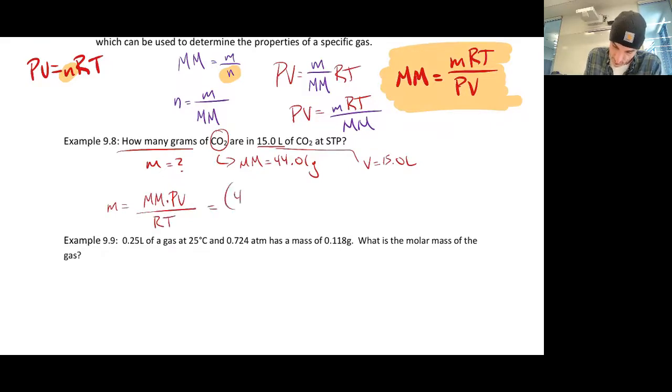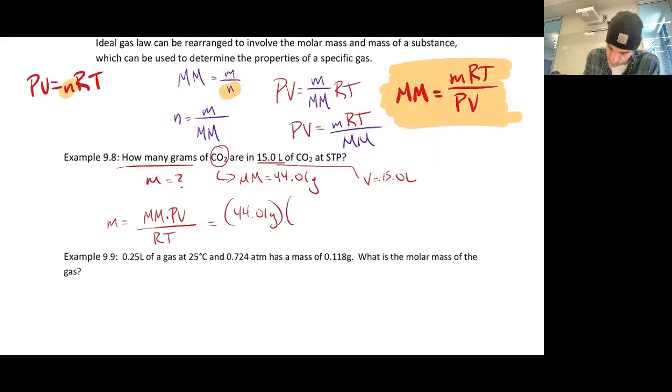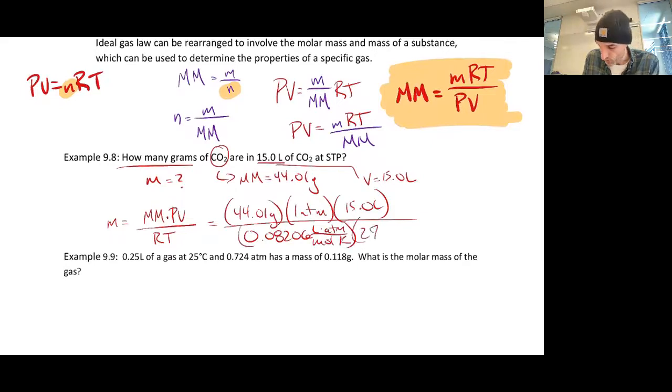So my molar mass is 44.01 grams. My pressure is at standard temperature and pressure, so my pressure is 1 atmosphere. My volume is 15.0 liters. My R is 0.08206 liter atmospheres per mole K. And my standard temperature is 273 Kelvin. We plug this in and hopefully you're going to get a mass. I'll plug it in a little bit, but that's the idea.